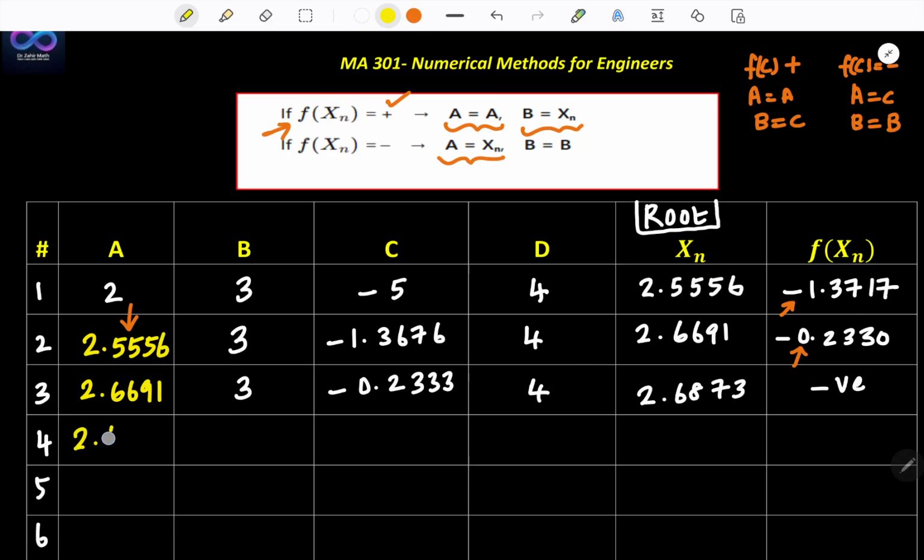Which is 2.6873. Teacher, always it will be negative? No, no, no. Negative, positive, negative, positive, positive only, negative only. It may come, right? So the next value will be 3, and press again calc button.